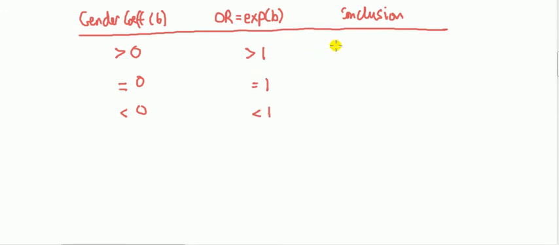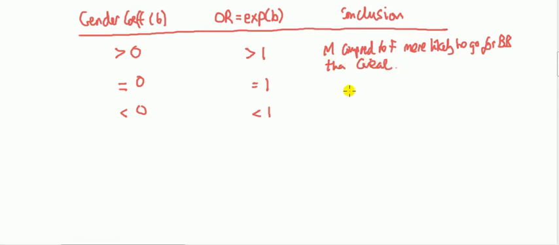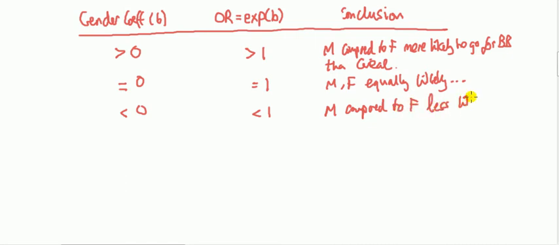Okay. The conclusion here then is to say that males compared to females are more likely to go for the breakfast bar than cereal. Likewise here, males and females are equally likely to go for the breakfast bar, same as go for breakfast bar and cereal. And here it's going to be males compared to females less likely to go for the breakfast bar and the cereal.